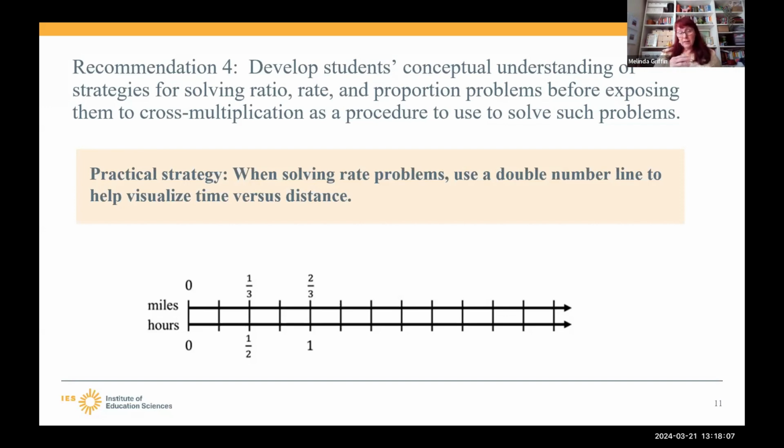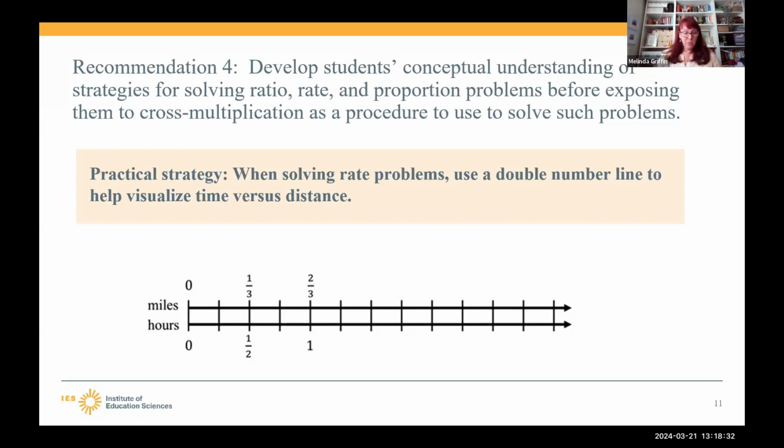And the understanding that they are going to get conceptually from working with visualizations is really critical to moving into work further on in math beyond middle school. For example, when we get to functions in high school algebra, and also exploring similar figures and trigonometric ratios in high school geometry. So similar to the strategy of using a tape diagram, a double number line is useful when solving rate problems, as we see here.